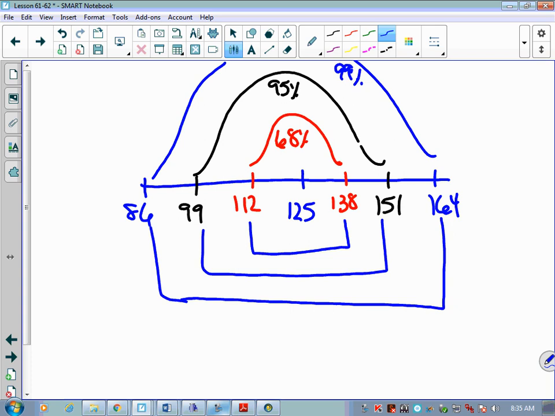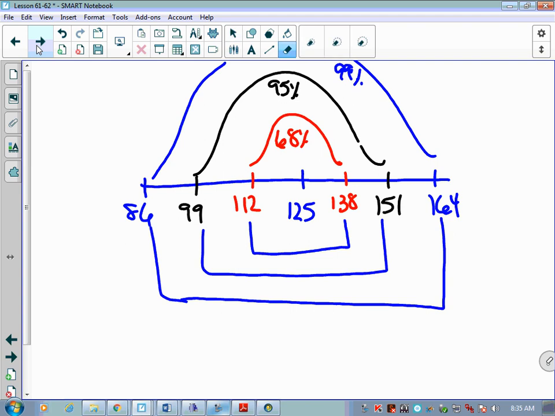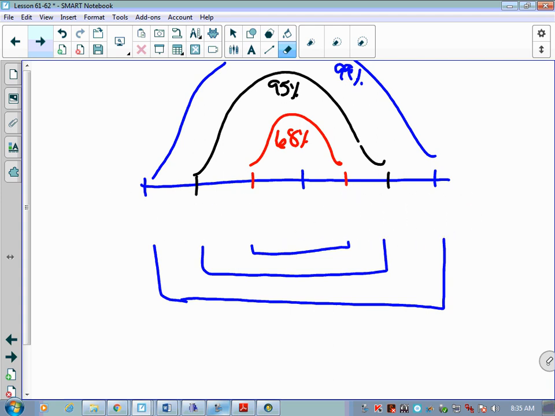All right. Now, let's look back at another question. Number 4. The test scores were normally distributed with a mean of 57 and a standard deviation of 4. They want to know approximately what percentage of the scores lie between 53 and 65. We want to use a standard normal table. So we're going to go back to this. You're going to hold on to this. We're going to redraw this. Because this is standard, all we really have to change are these numbers right here.